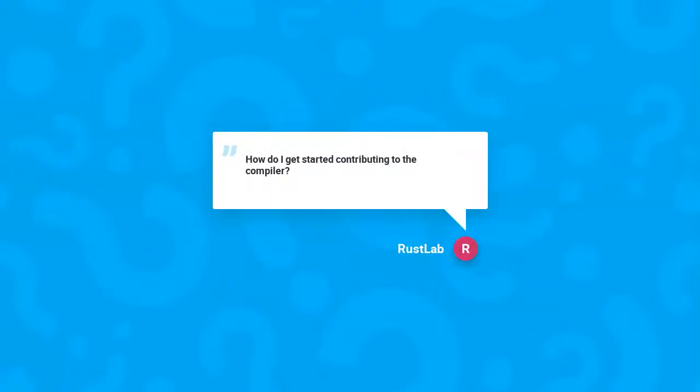Okay, so first question: how do I get started contributing to the compiler? Right. So I think the best thing to do is the compiler team meets in Zulip. There's links to their Zulip channel, I believe, on the Rust language website. If you're not able to find them, just ping me on Twitter or something, and I'm happy to connect you to it.